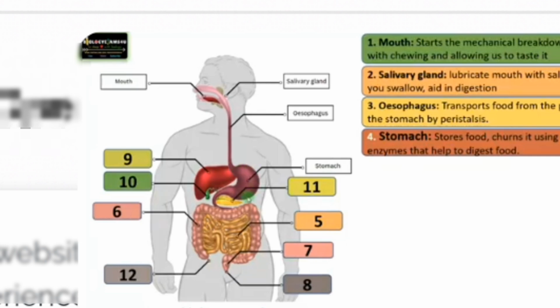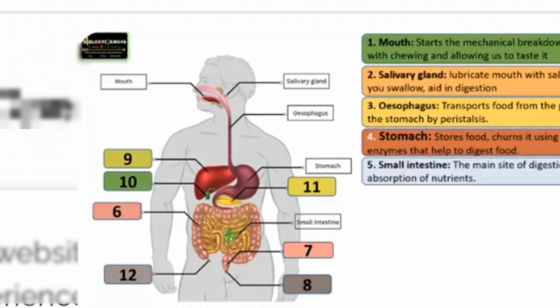Here the breakdown of protein starts. So in the stomach, breakdown of protein starts. So there are digestive enzymes like proteases that is involved in breakdown of proteins. Then the food moves to the small intestine. Small intestine is the main site of digestion and absorption of nutrients.